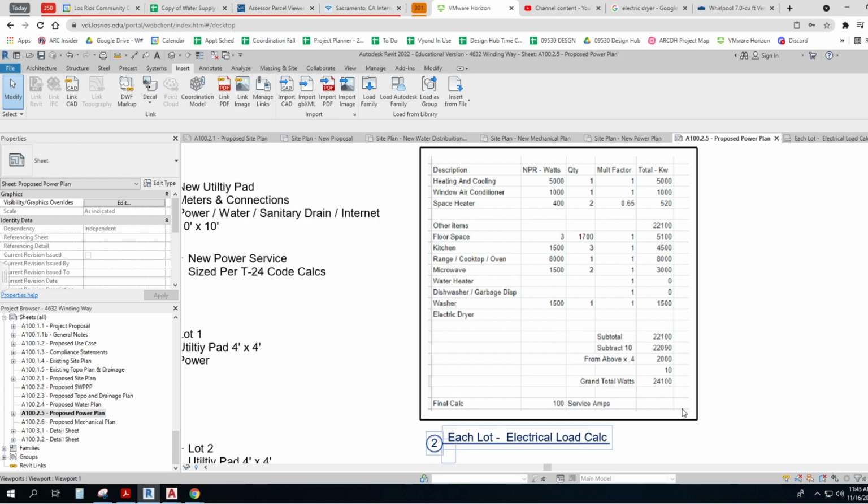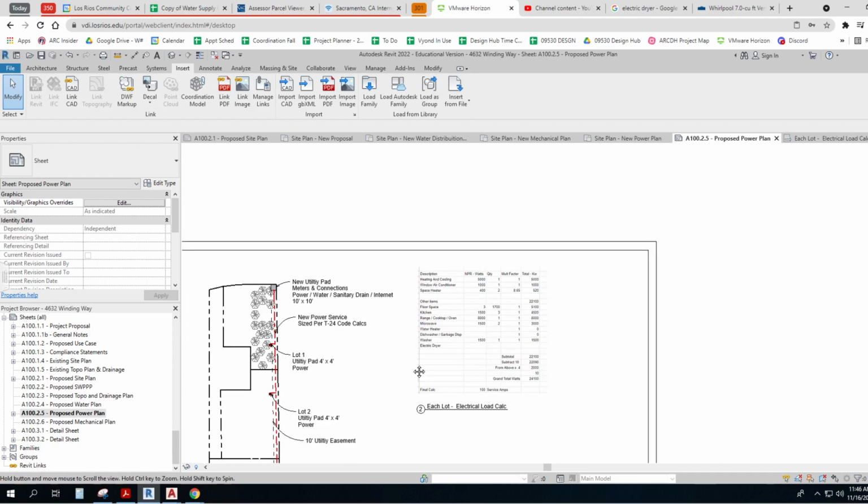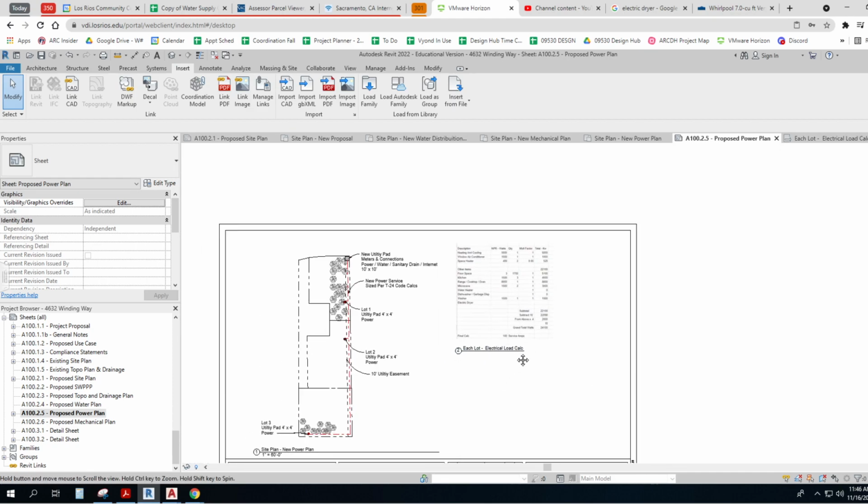And so we've got our watts divided by 240 equals your service amps. So that's what you want to do for this one. And I think that's what I'm looking for.